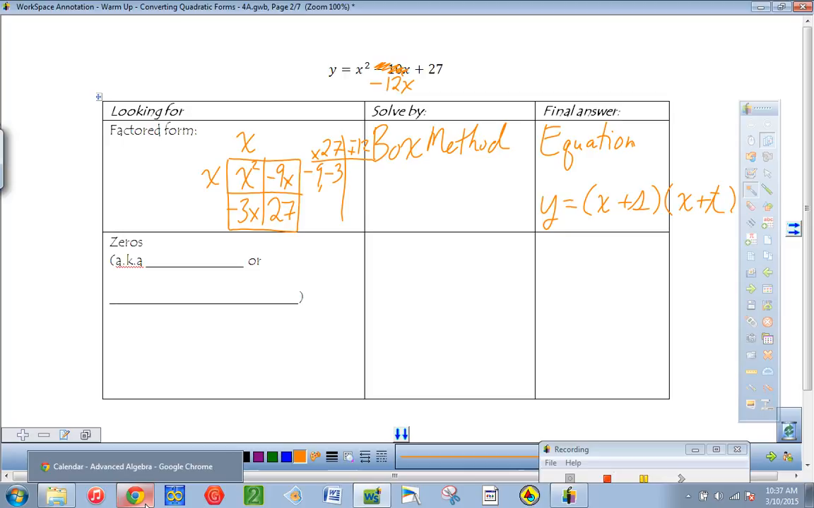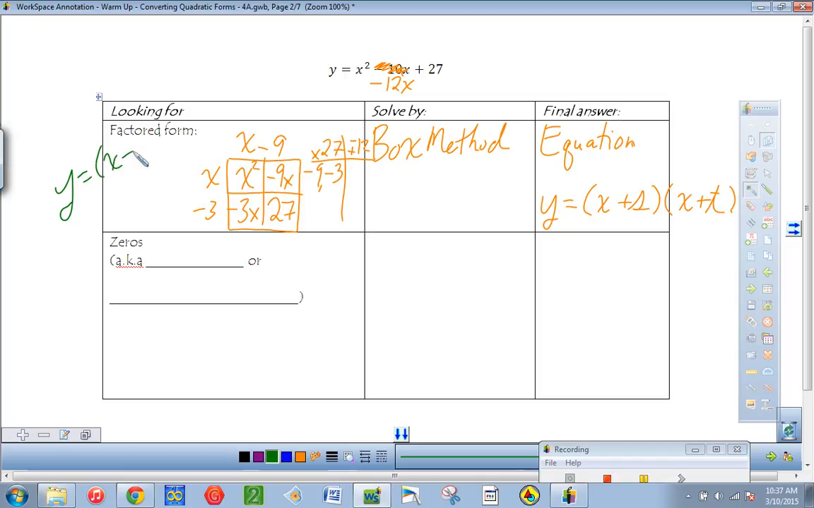Okay. Negative 9, negative 3. So what is your actual answer here? Y equals X minus 9 times X minus 3.